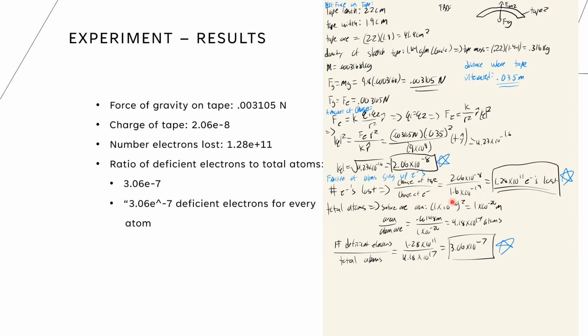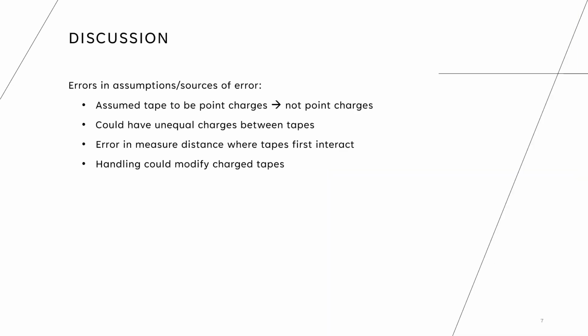This is found by dividing the charge of the tape by the charge of one electron. And then the ratio of deficient electrons to total atoms, 3.06 times 10 to the negative 7th, which means there's that amount of deficient electrons for every atom on the piece of tape. Oh, and the amount of atoms on the tape is found using the area and the area of an atom.